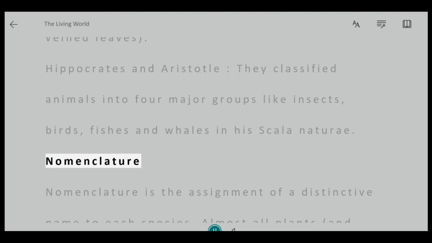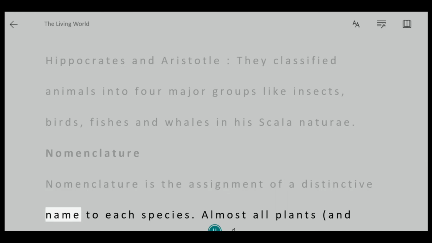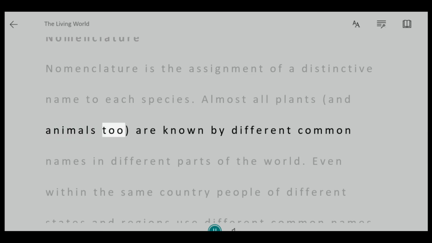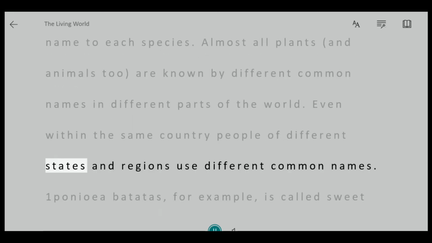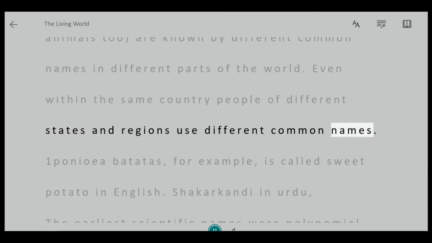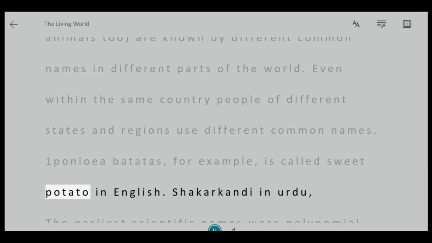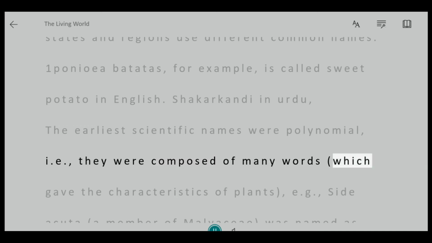Nomenclature. Nomenclature is the assignment of a distinctive name to each species. Almost all plants, and animals too, are known by different common names in different parts of the world. Even within the same country, people of different states and regions use different common names. Ipomoea batatas, for example, is called sweet potato in English, Shakar kandi in Urdu.